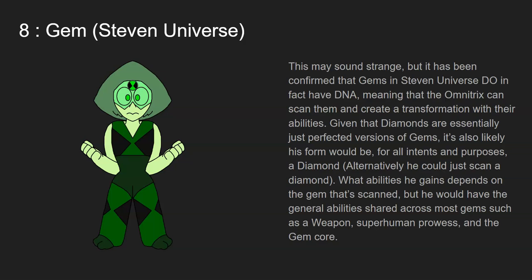What ability he gains depends on the gem he scanned, but he would have the general abilities such as a weapon, superhuman prowess, the gem core, and shape-shifting, assuming he doesn't scan Peridot like in this one. Also, I just chose Peridot because she's green. He probably would not choose Peridot as the gem he scans. But Peridot's cute and I wanted to draw her and all that.